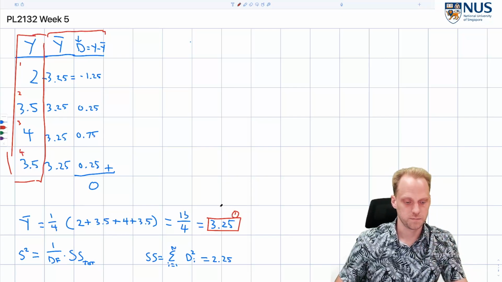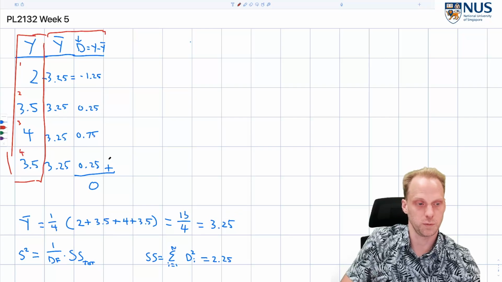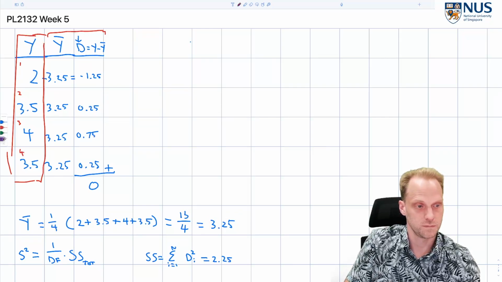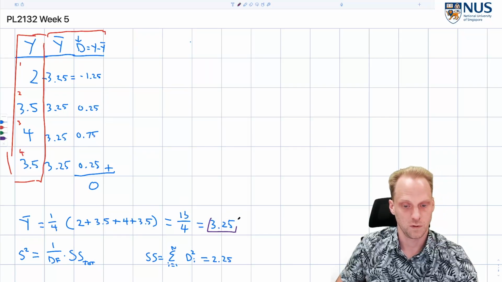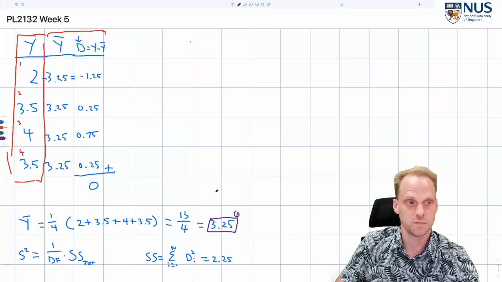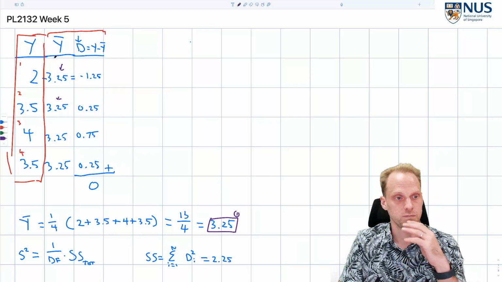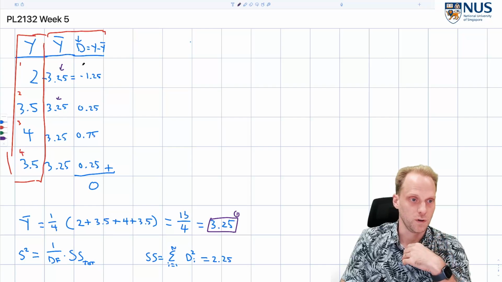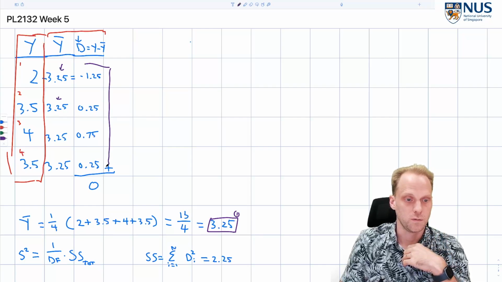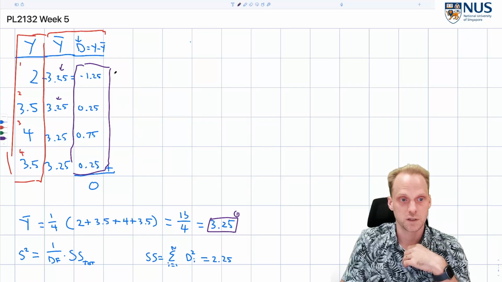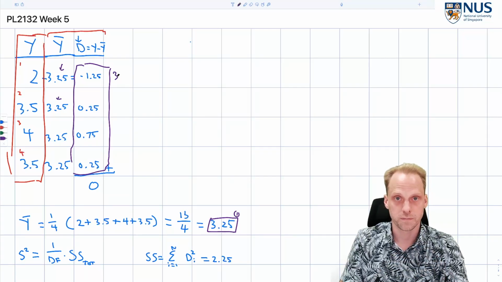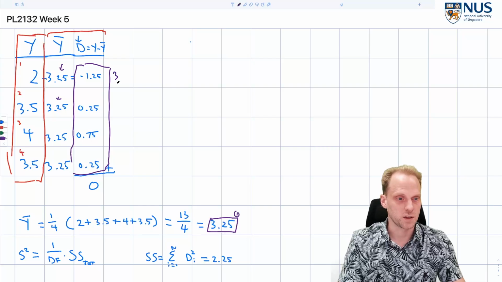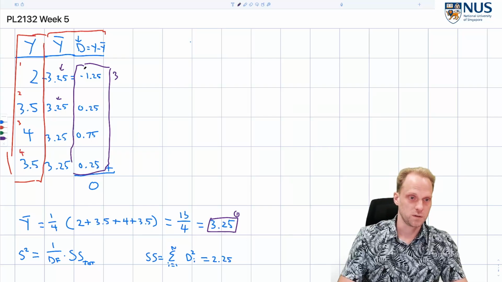We have 1 piece of information here, and let me actually draw it in purple. 1 piece of information here, which is in this average. And because of that, we're only left with 3 pieces of information that are needed to calculate these deviances, and not 4. And that might sound weird, but I can show it.